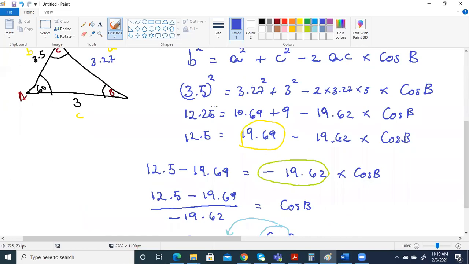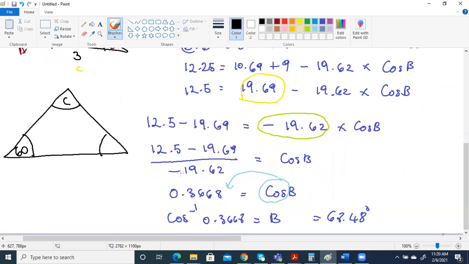All right. So I'm just going to redraw this triangle again to put in the information that we just got. I don't want to have one triangle looking too crowded. So A is 60. C, we still don't know. We haven't found that yet. B, though, we just found to be 68.48.